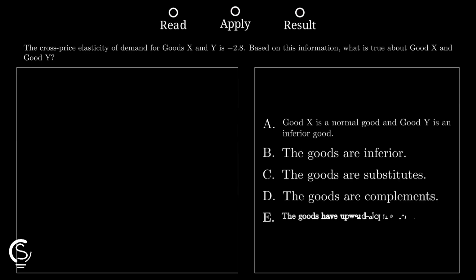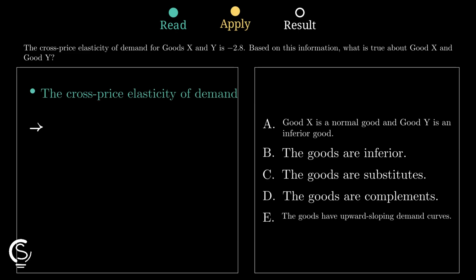Start by looking at the sign of the cross-price elasticity coefficient provided in the problem. A negative value indicates that the two goods move in opposite directions during market changes. When the price of one good rises, the demand for the other good falls. This inverse relationship is the classic definition of goods that are used together in the market.